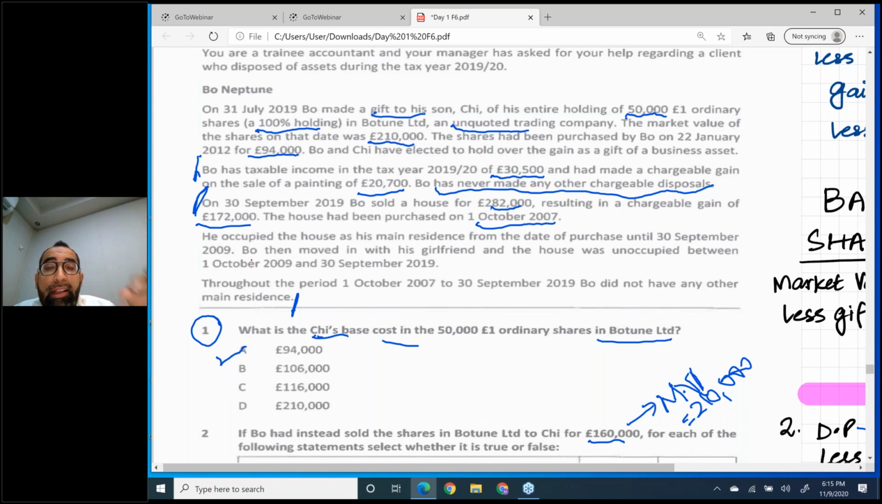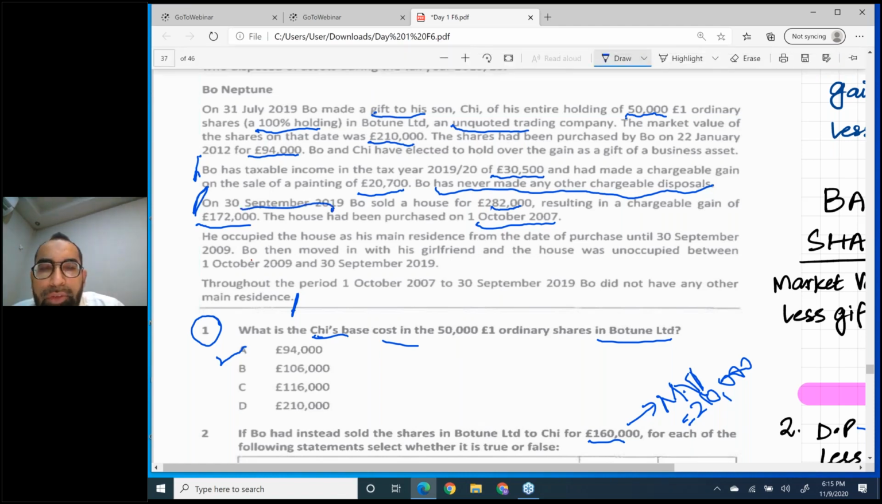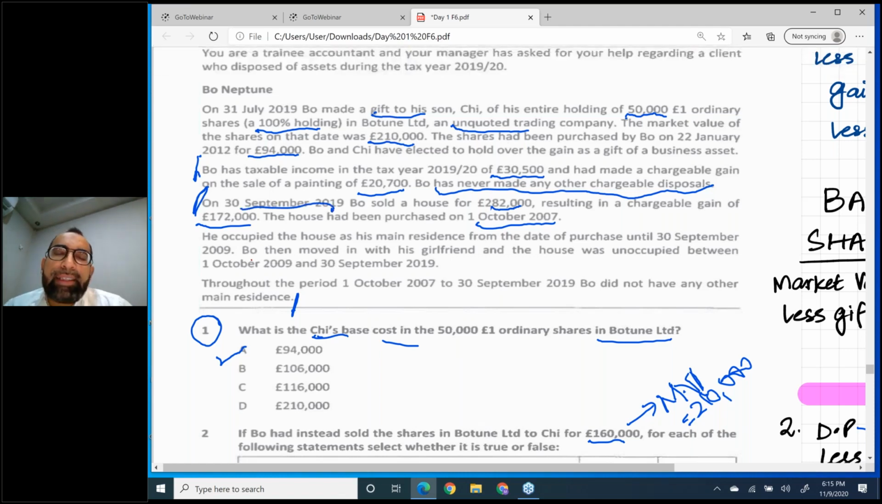Now please, I'll be making a little sketch for this. The buying date of the house is 1st October 2007, and the selling date is 30th September 2019. This difference is the total period of ownership.